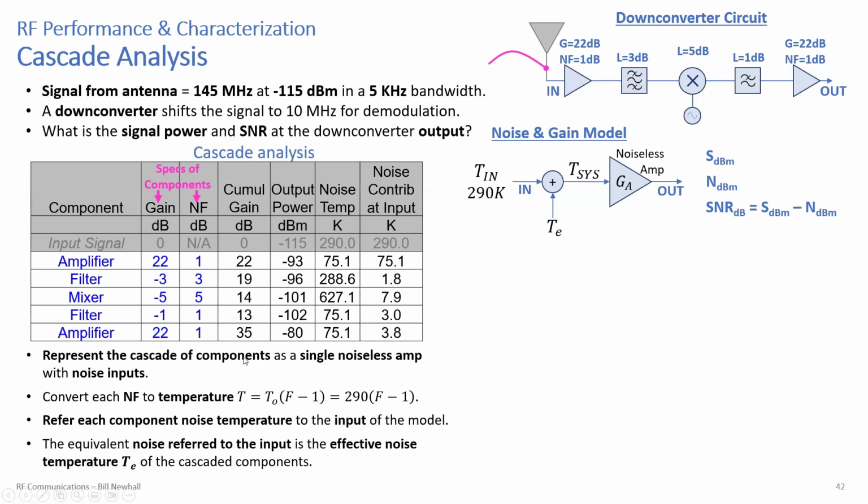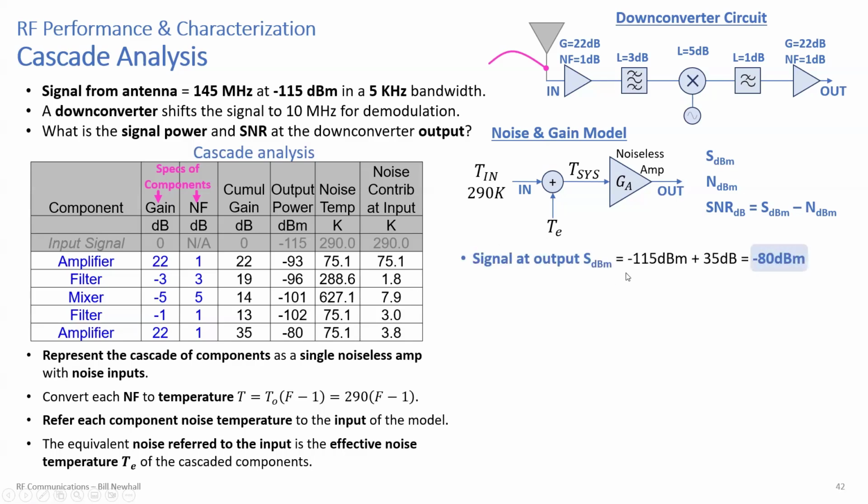Okay, I have cumulative gain. So if you just add these gains up as you go along, this is a cumulative gain, right? And then I calculated the output power in dBm for the signal, the noise temperature, and then calculated the noise contribution of each component to the equivalent model here, right, to the system.